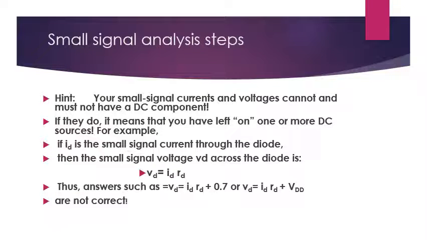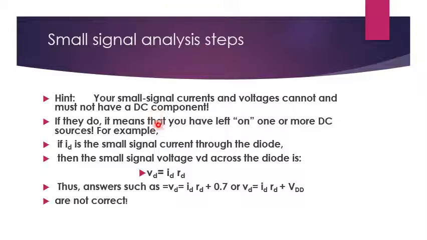Next, I'm going to give a hint. Your small signal currents and voltages cannot and must not have a DC component, right? So first, you have to take the circuit. From the circuit, if you have any DC sources, you should eliminate them. If you have any voltage source, you short circuit it. If you have any current source, open circuit it. Clear? Right. So if ID is the small signal current through the diode.